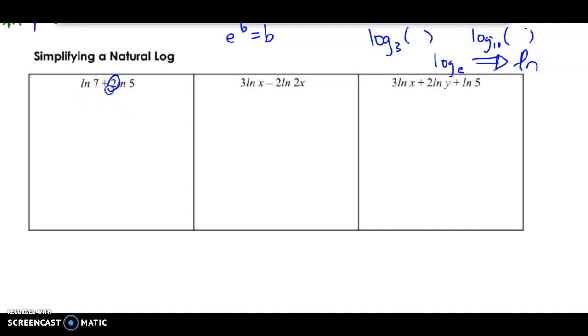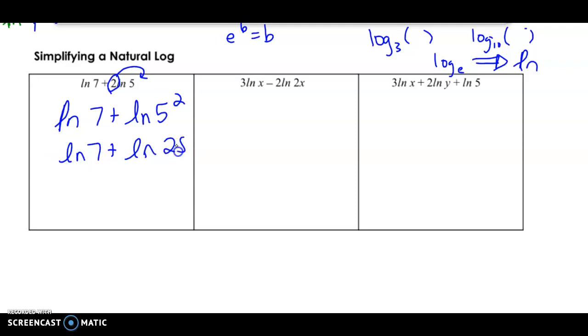If I want to combine this into a single logarithm, I can first change that 2 to 5 squared. From there I can simplify and then finally combine them. Since it's a plus, I can combine them by multiplying.